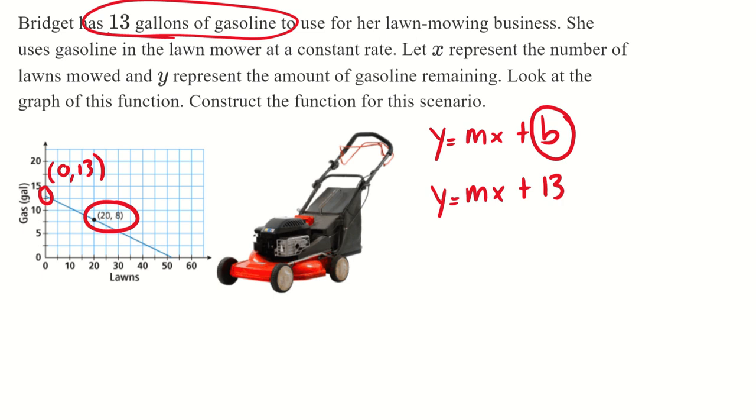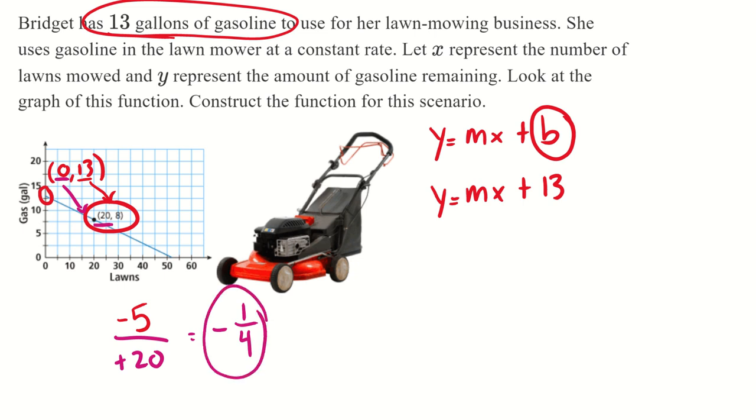So remember, how do we get from our y to our y? Well, 13 to 8, we're going to minus 5. 0 to 20, we're going to add 20. Negative divided by positive is negative, and then 5 divided by 20, we can simplify and get 1 over 4. So we get our slope of negative 1 over 4 based upon the points given to us.